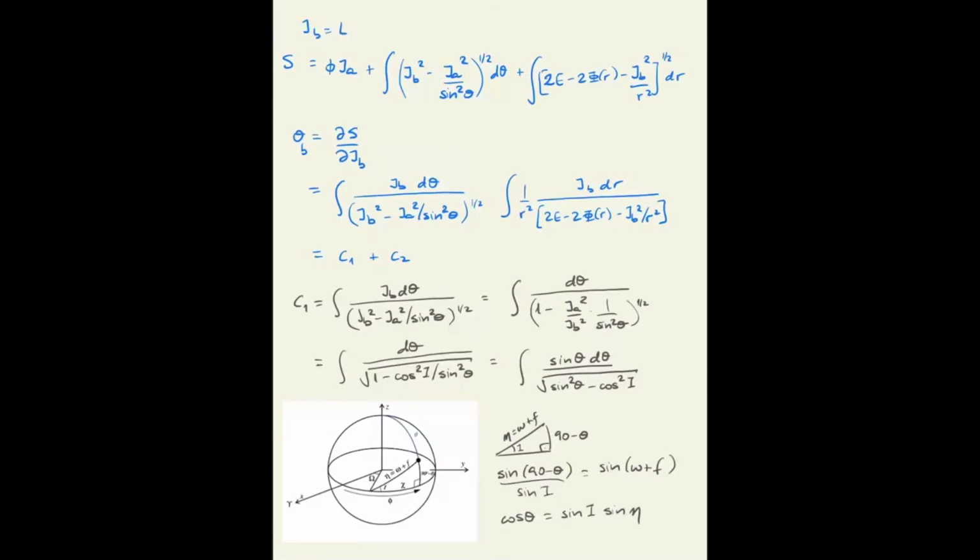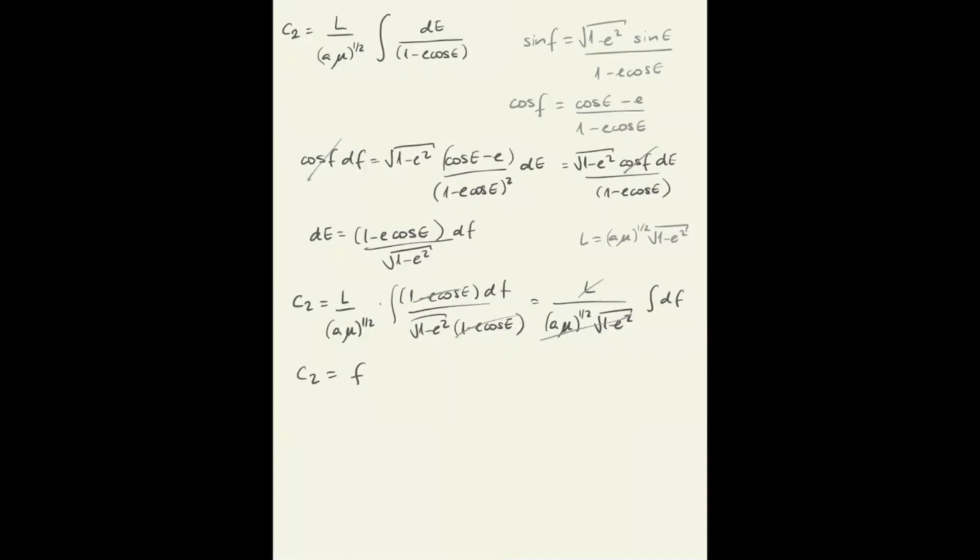I forgot a minus in here because there is a negative sign here on the JB. So when you take the derivative, it would be minus 2JB here on the numerator. So that will lead to a minus, and therefore this is minus C2. So we found our angle, theta B, was equal to C1 minus C2, which is w plus f minus f, which is omega, simply. So theta B is the argument of pericenter.